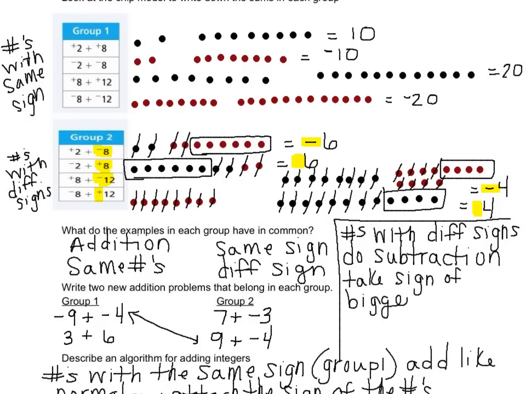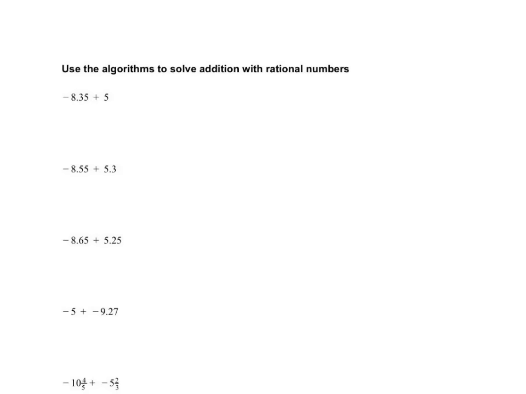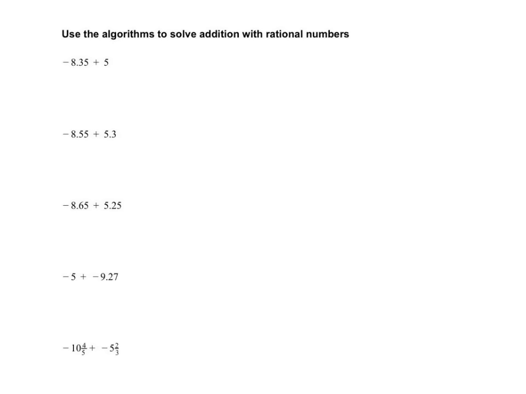That algorithm, along with the previous one, is going to help when we need to add rational numbers together. So let's look at a couple of examples. Here you have to remember your skills for adding with not only fractions, where you need to find a common denominator, but also with decimals, where you need to ensure that those decimal points line up.